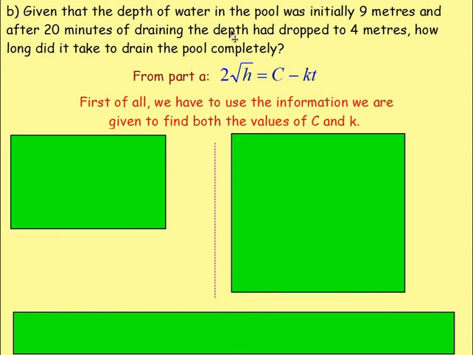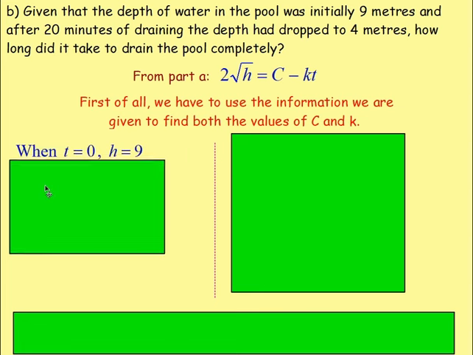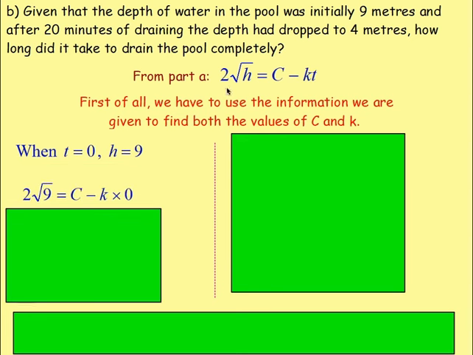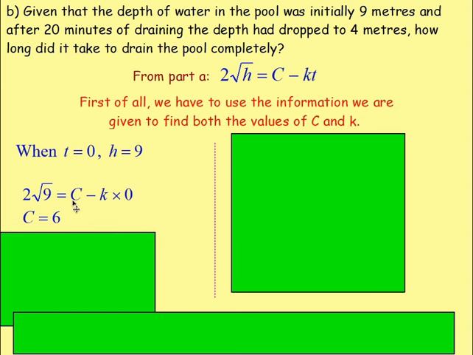So the first bit of information it tells us is that initially there's 9 meters. So initially means when t equals 0, right at the start. So when t equals 0, the height is going to be 9. That's how much water is going to be in the pool. Therefore, we can replace in this equation t with 0 and h with 9. That will give us 2 times the square root of 9 equals c take away k times 0. K times 0 is going to be 0, and it leaves us with c equals 2 times the square root of 9. Square root of 9 is 3, so it's 2 times 3, so c is going to be 6.